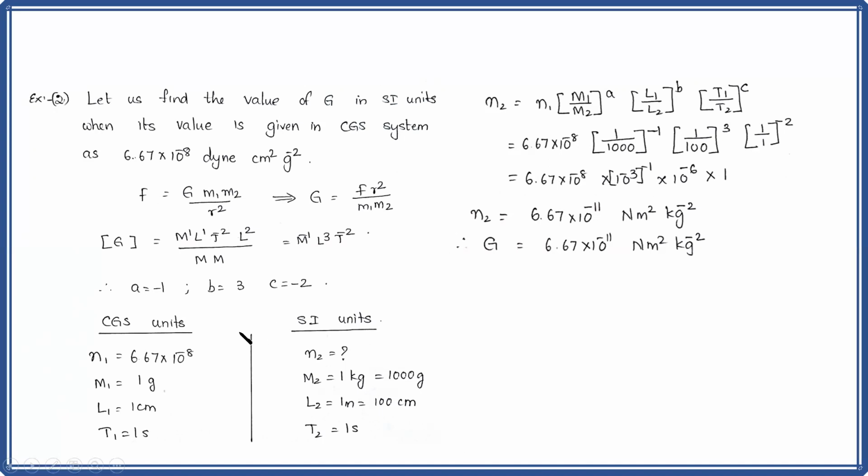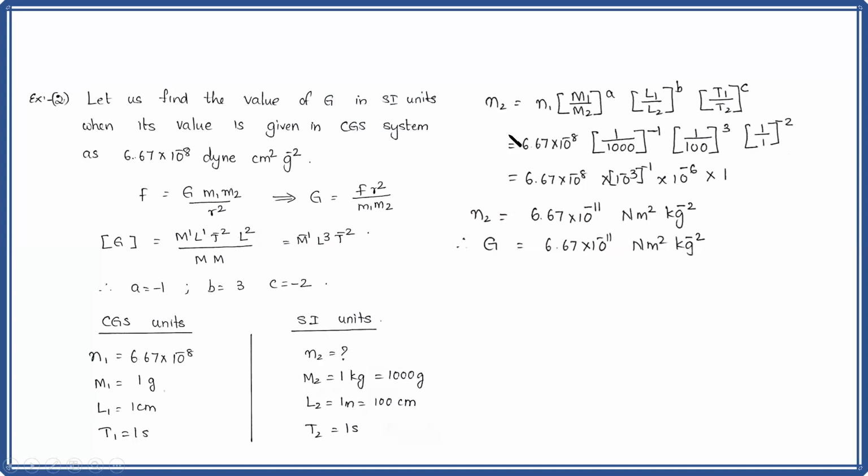Let's write the table like the previous example. They gave the value in CGS units, and we have to find it in SI units. Therefore, n1 is equal to 6.67 into 10 to the power of minus 8, which they have given. We have to find n2, so put a question mark. M1 in the CGS system is 1 gram, M2 in the SI system is 1 kg, that is equal to 1000 grams. L1 is 1 centimeter in the CGS system, and in the SI system L2 is equal to 100 centimeters. T1 is 1 second, T2 is 1 second. In both systems the time is the same.